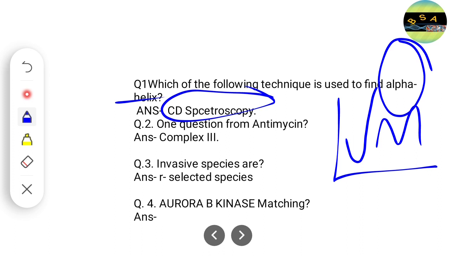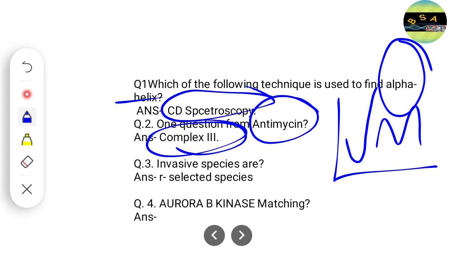Okay, another question mainly came from antimycin. The question was which thing antimycin basically blocks in the ETC system. So as you know, there are many blockers in the electron transport chain. So antimycin mainly blocks complex 3 of the electron transport chain. So this is also a very easy and nice question.